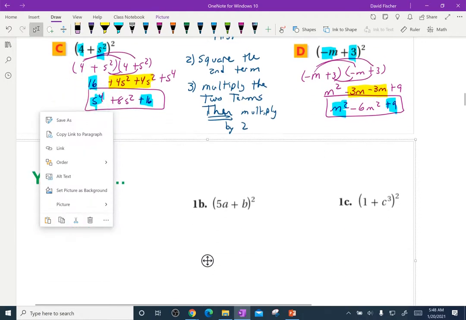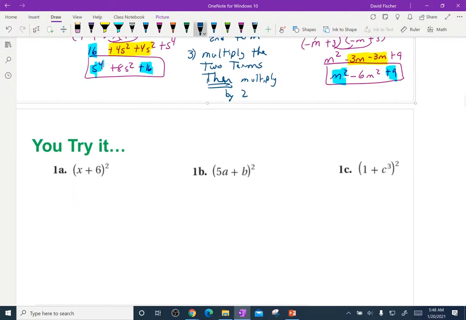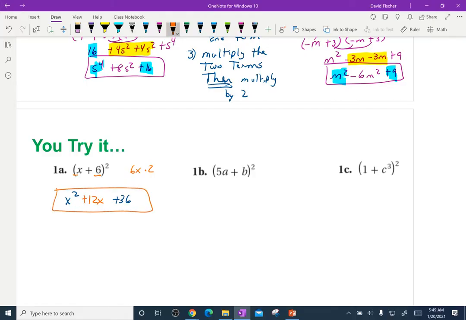So let's practice. It takes a little bit of practice. First of all, I recognize that it's a perfect square because I have x plus 6 2 times. So the first rule says square the first one, x squared. Rule number 2 says square the second one. 6 times 6 is 36. Now the middle term is the one that you could struggle with a little bit. I have 1x times 6, that would be 6x's, times 2. And you would get x squared plus 12x plus 36.